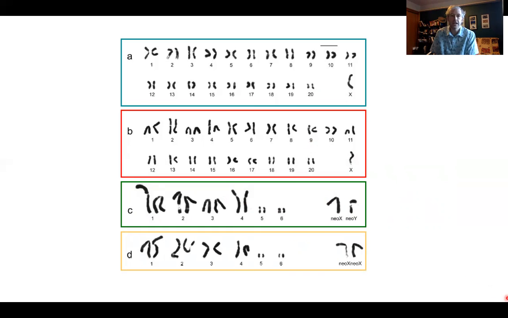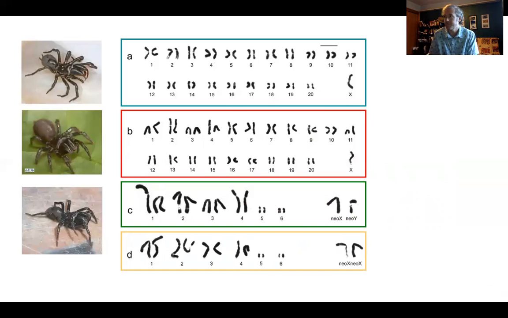But all of these karyotypes belong to one group of species, and that is funnel web spiders. These are all a different species of funnel web spider. So even though they're very closely related, and let's be honest, are absolute nightmare fuel, their karyotypes are very different from each other.